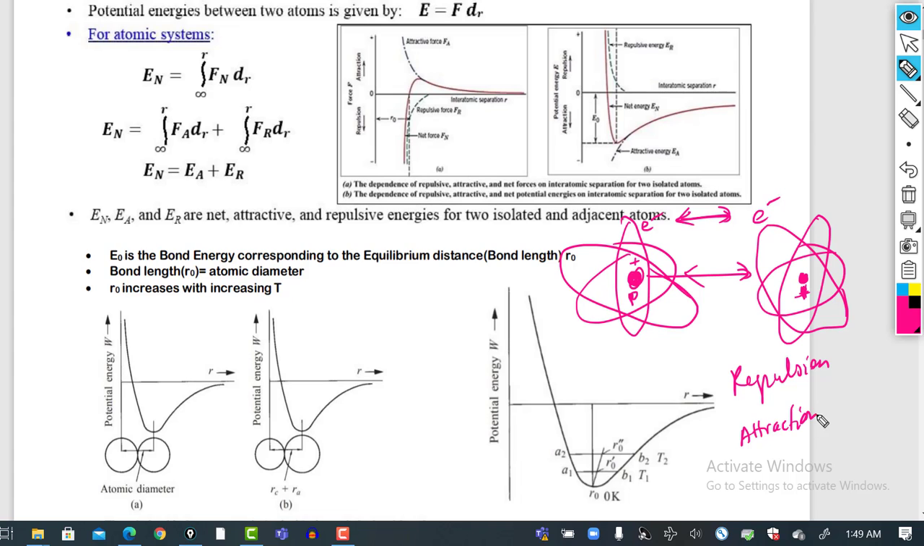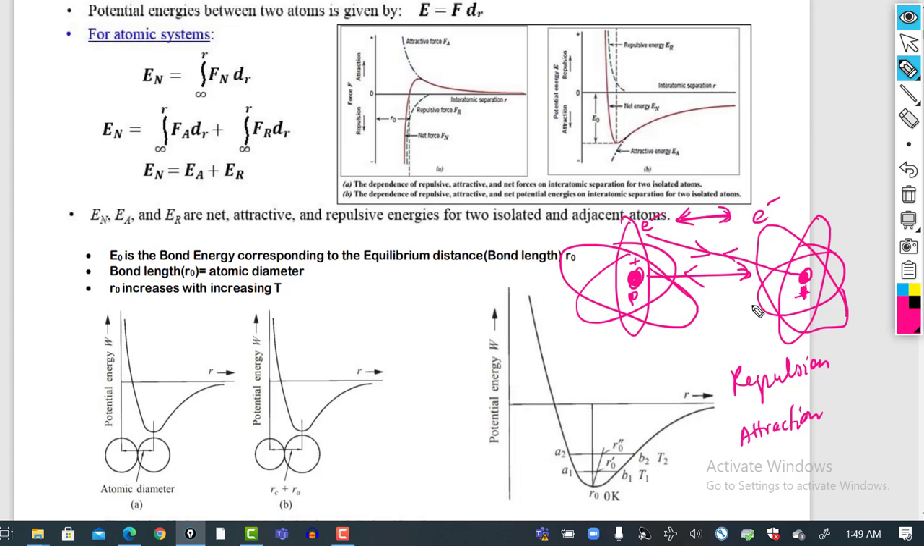There is another scenario where this nucleus is going to attract this electron. So basically there is also attraction. So basically we have two types of forces acting between them. One is repulsion and one is attraction. So how these forces act with r, that is important.